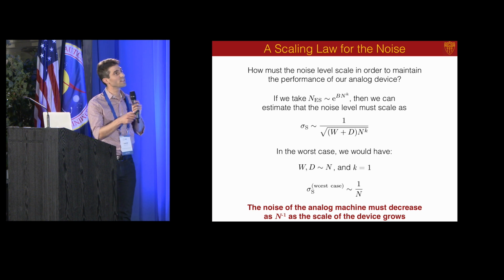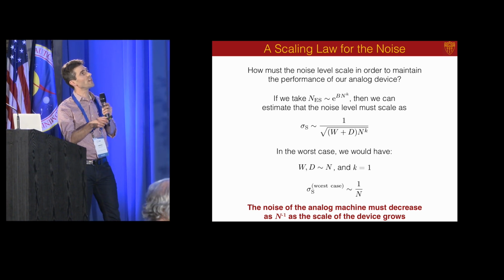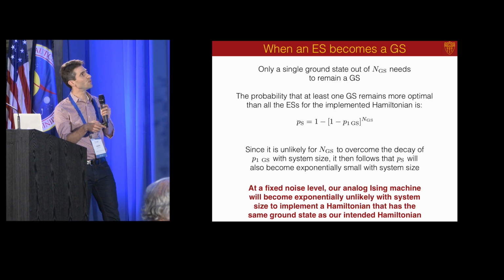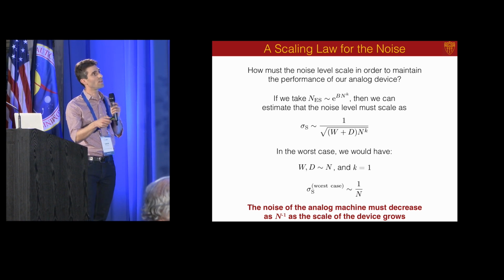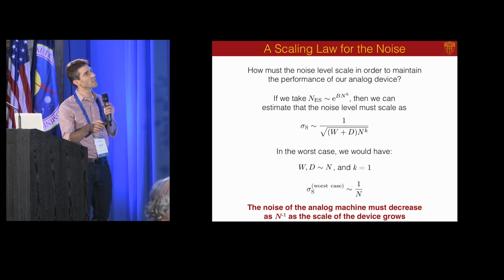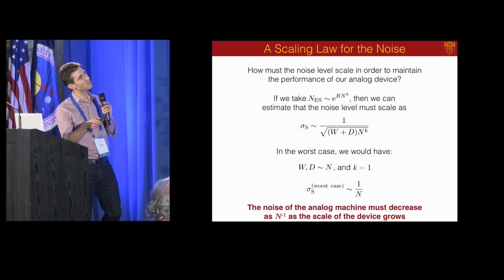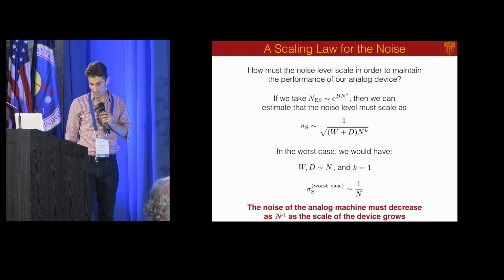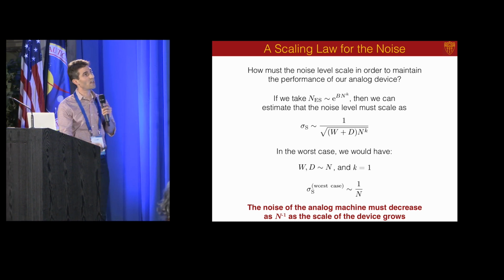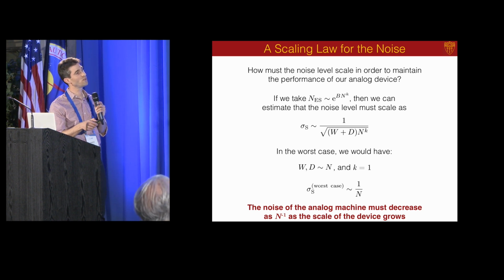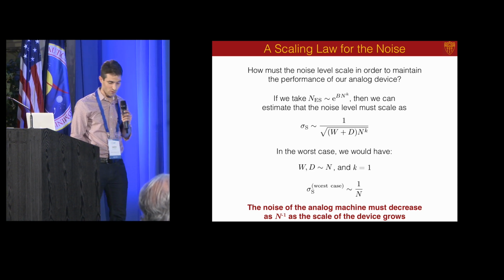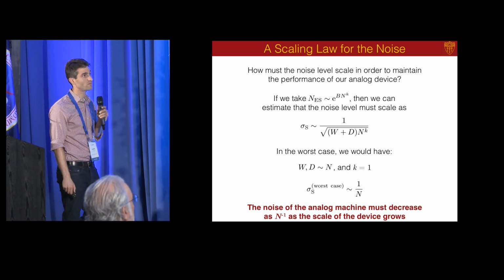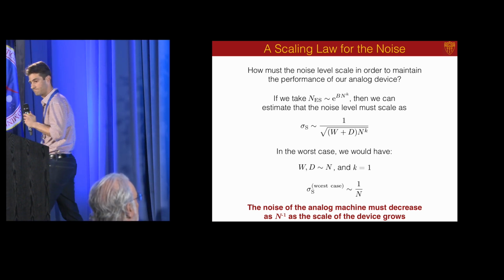Then a quick calculation will show that the way you would have to scale your noise would go something like this. So 1 over the mass plus the Hamming distance square rooted, or with the n to the k all under the square root. So under the worst case scenario, you would have w and d scaling with n and k being 1. So this would tell you that in the worst case, you would need to scale your noise as 1 over n as your system size grows.